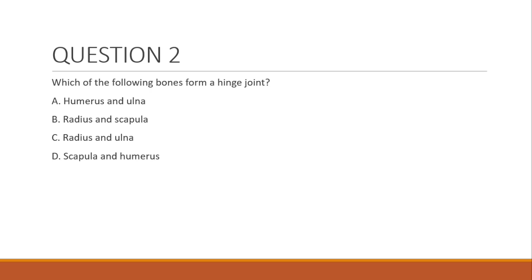Alright, I'm sure you've done that. The answer for question 2 is D, scapula and humerus. These are the bones that are going to form a hinge joint. By the way, these bones are located on your shoulder, that area. That's where you're going to find your scapula and the humerus. Let us move on, my excellent biology students.